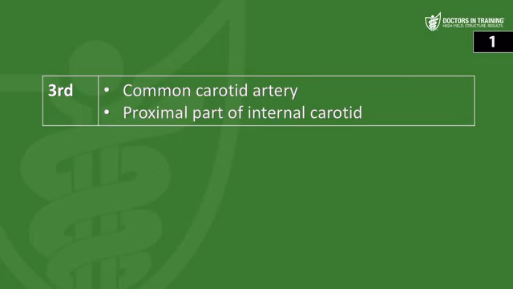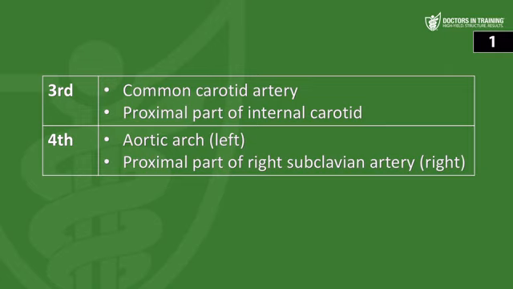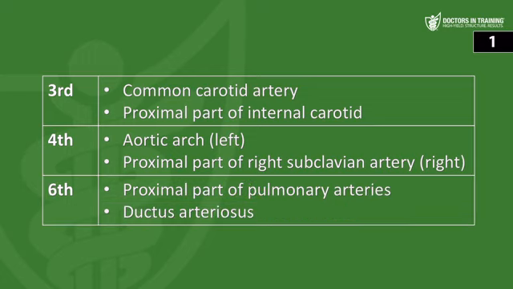So the third aortic arch gives rise to the common carotid artery and the proximal part of the internal carotid artery. The left fourth arch gives rise to the aortic arch in the adult, and the right fourth arch gives rise to the proximal part of the right subclavian artery. And then the sixth arch gives rise to the proximal part of the pulmonary arteries and the ductus arteriosus. And remember that the fifth aortic arch doesn't give rise to any adult structures.